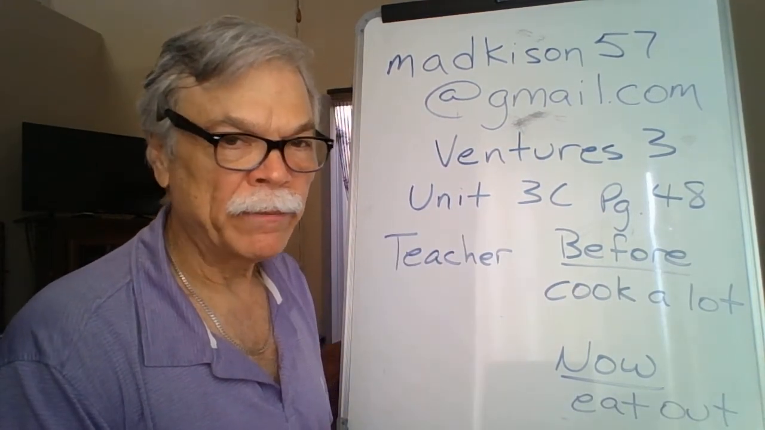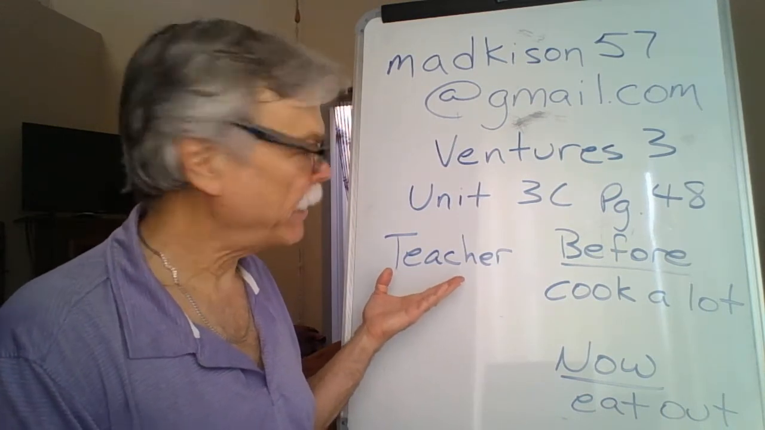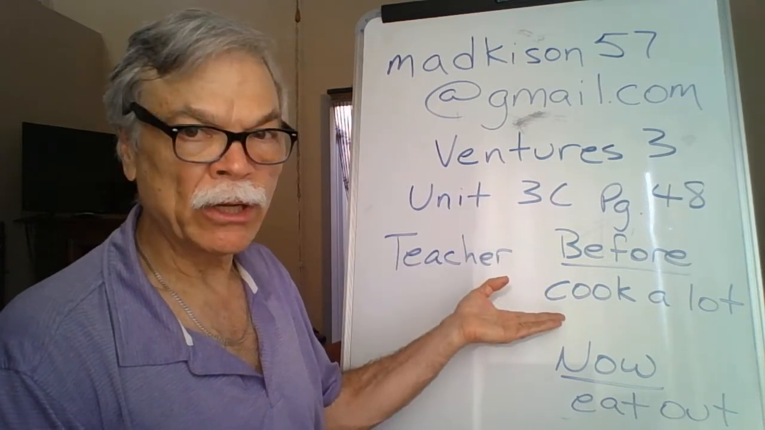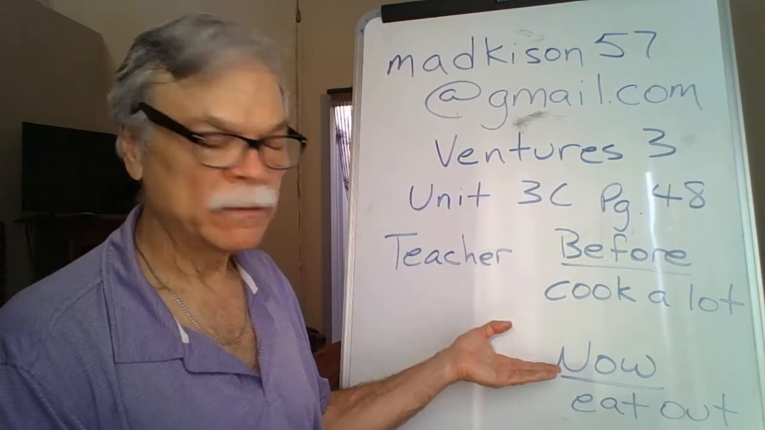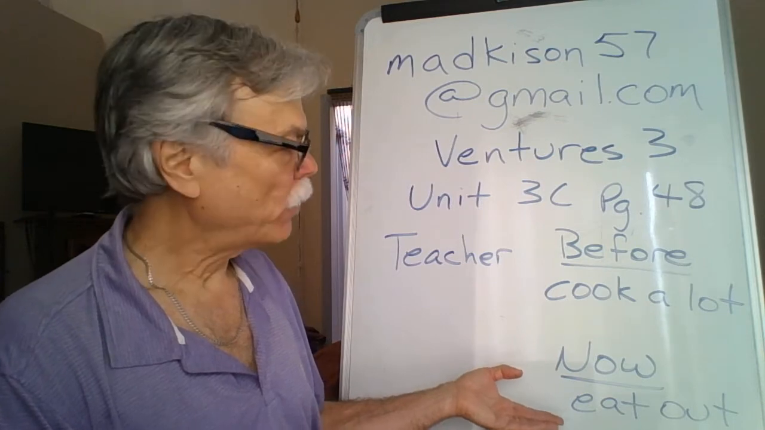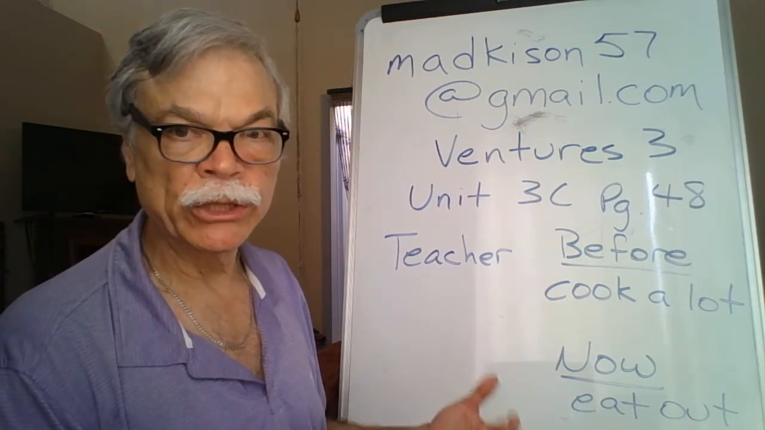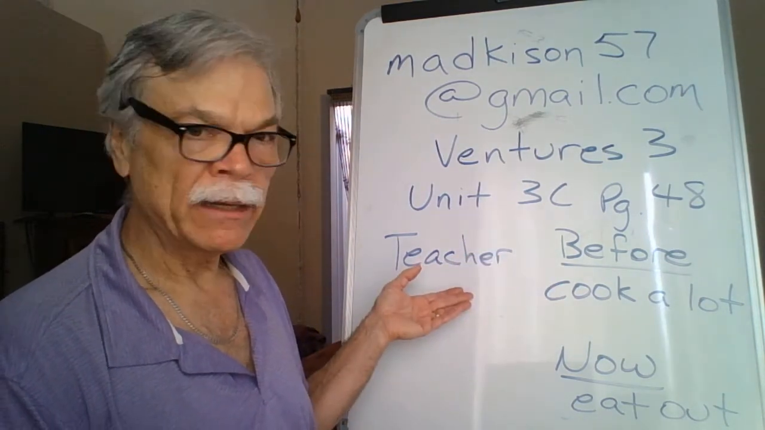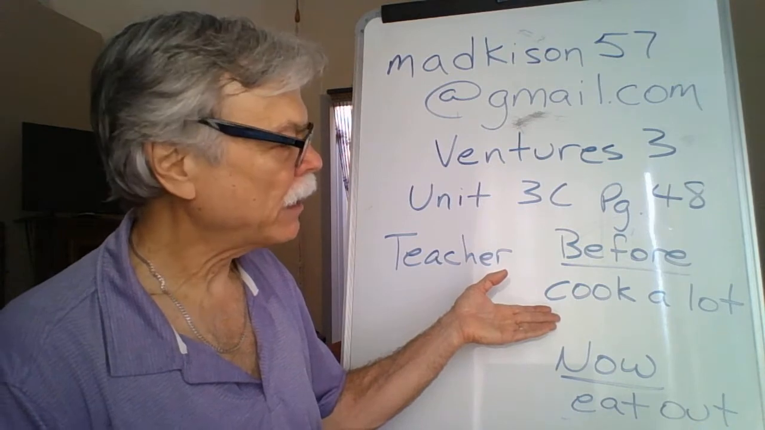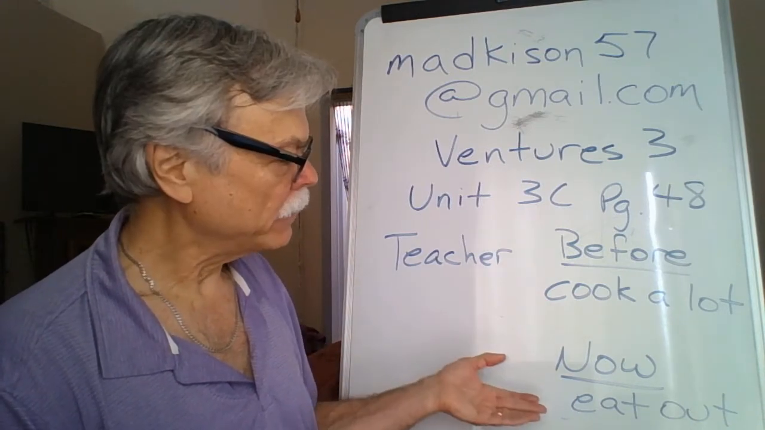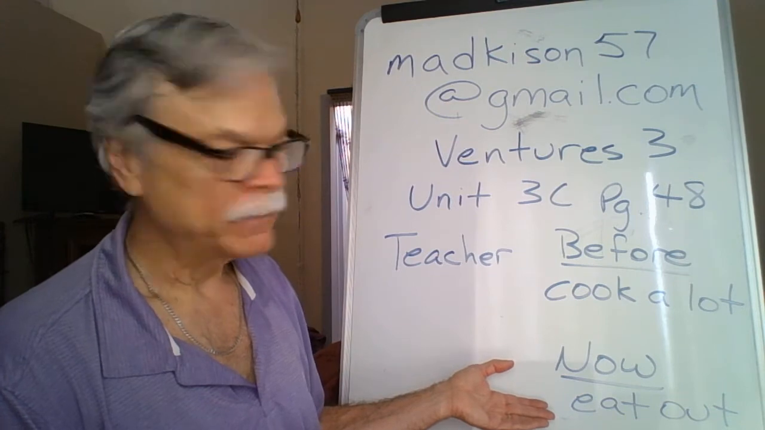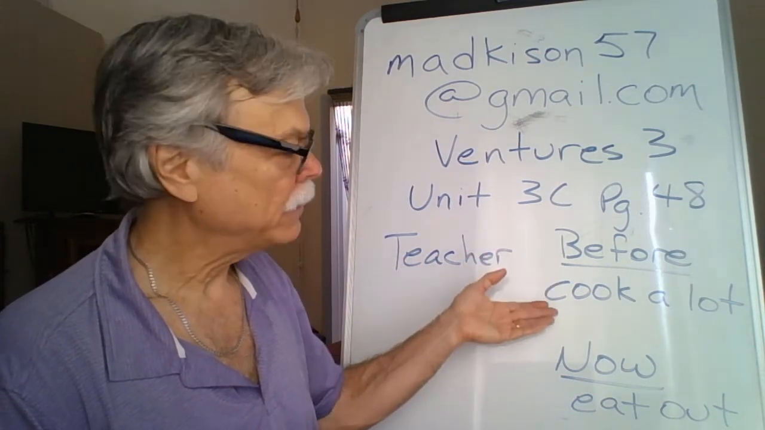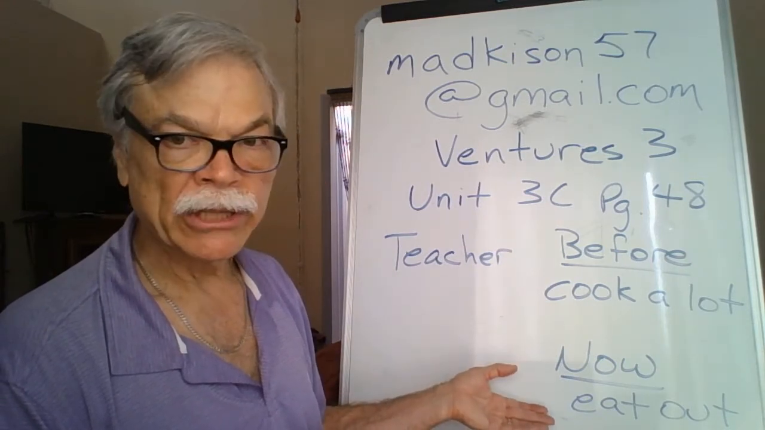Here is another example. This time, we're talking about a teacher. Before, it says cook a lot. Now, eat out. So if we want to make a statement using the words used to about what happened in the past, we would say the teacher used to cook a lot, but now he just eats out. The teacher used to cook a lot, that's the past, but now he just eats out.